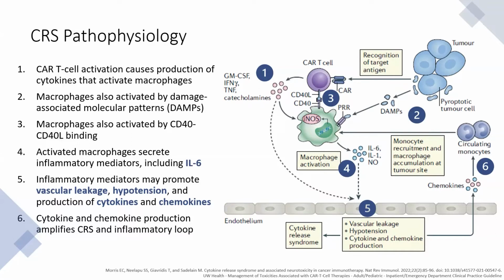And these activated macrophages secrete inflammatory mediators, including IL-6, IL-1, and nitric oxide, all of which have been shown to drive CRS. And note that IL-6 is the primary cytokine that initiates the pro-inflammatory response, which will be important when discussing CRS treatment. And this results in side effects that will be discussed more on the next slide, but may include vascular leakage, hypotension, and further production of cytokines and chemokines. And these chemokines can also attract monocytes, which leads to accumulation of activated macrophages and then amplifies this inflammatory loop.